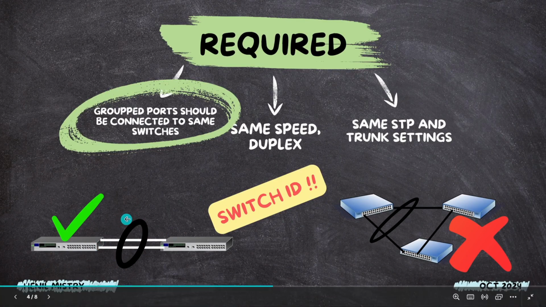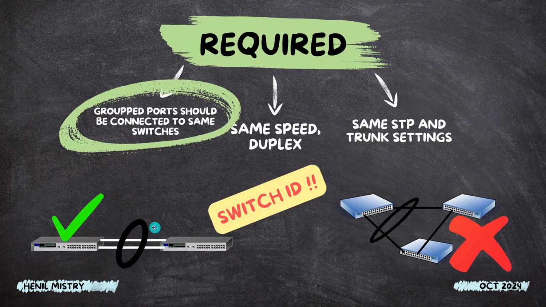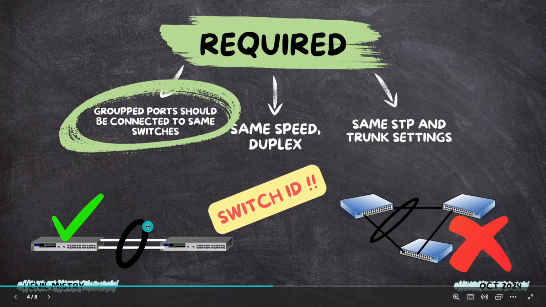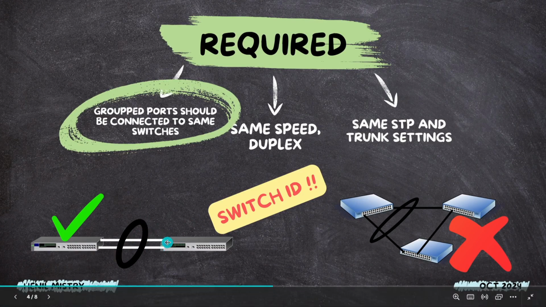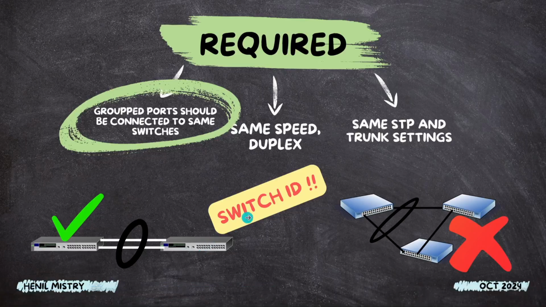So we can come to know that yes, these two ports are connected to the same switch, and they can form a port channel. So that's how port channel internally works. It will make sure that all of the ports in one port channel are connected to the same switch, and it will verify that using the switch ID.